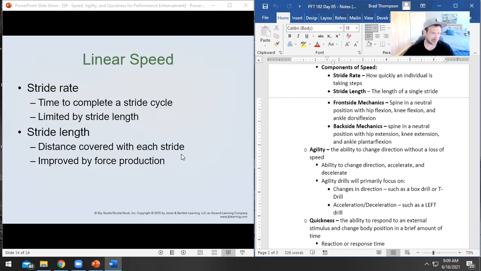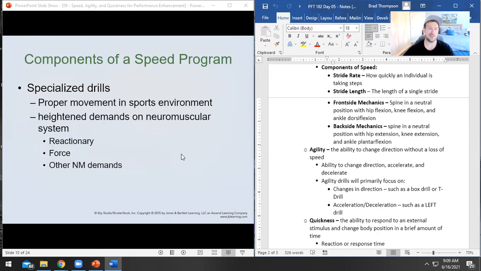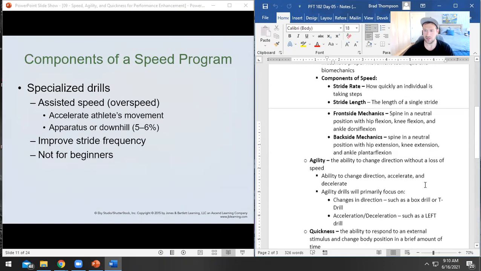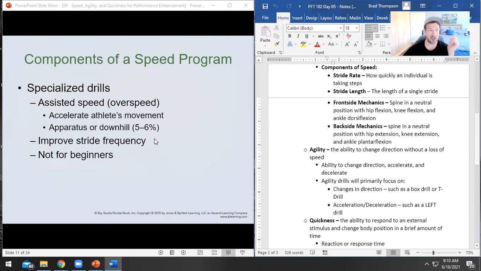Hold on just a second. I need to see something here. Okay, that's coming way down the line. Okay, sorry, I got a little lost there for a second.